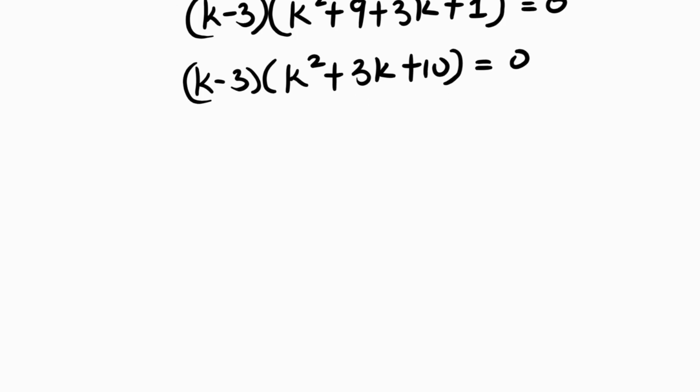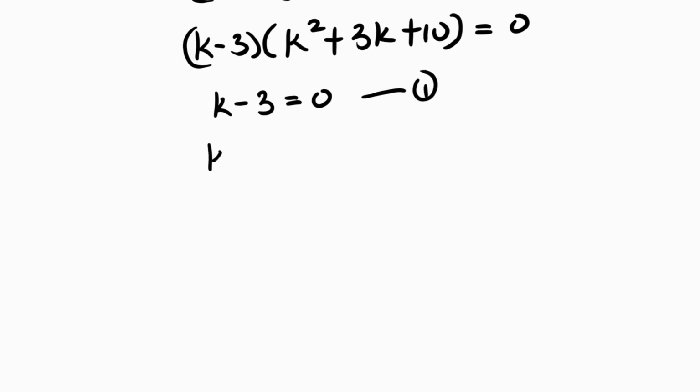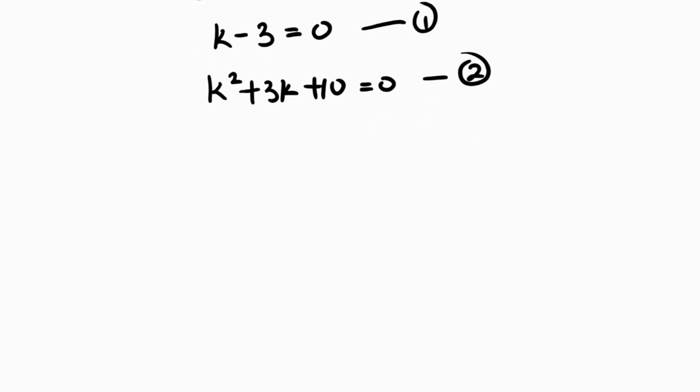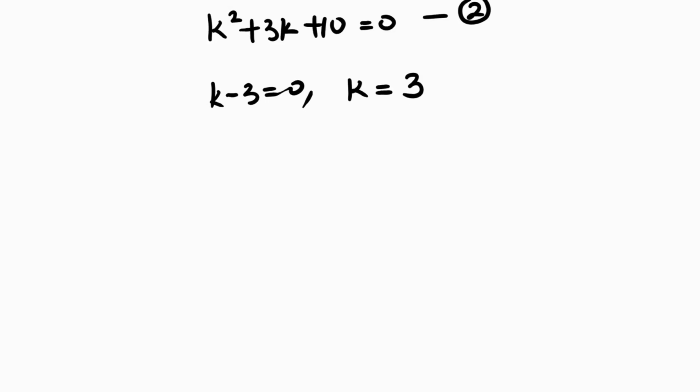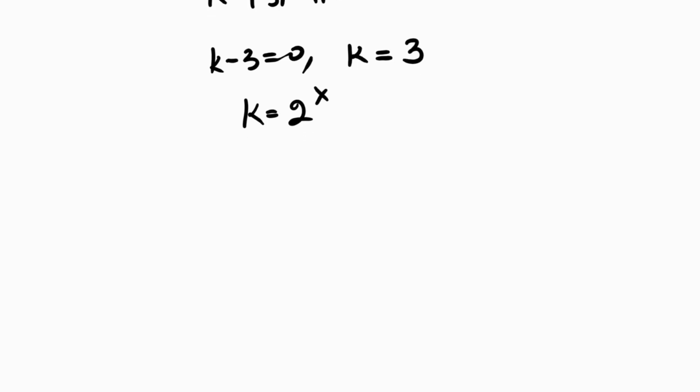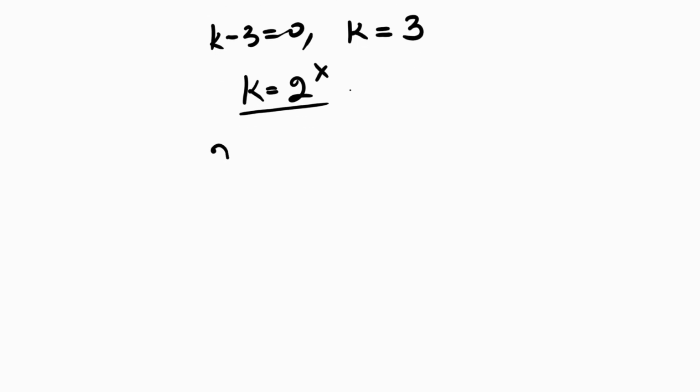So now our first equation is k minus 3 equals 0. And our second equation is k squared plus 3k plus 10 is equal to 0. Now, first equation, k minus 3 is equal to 0. Therefore, k is equal to 3. Well, we recall that our k is 2 raised to the power x, right? So now we have 2 raised to the power x equals 3.